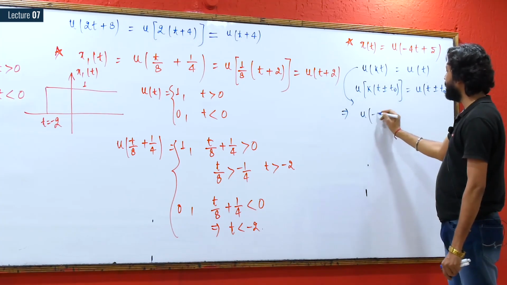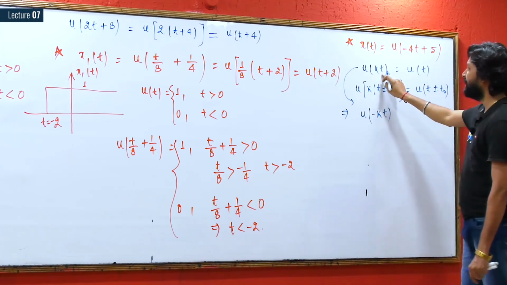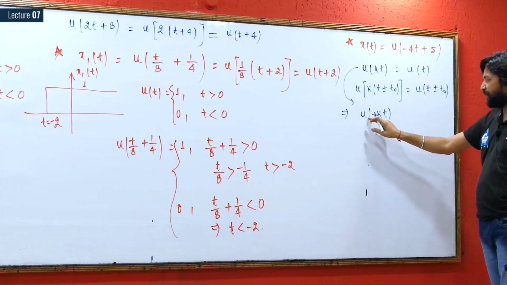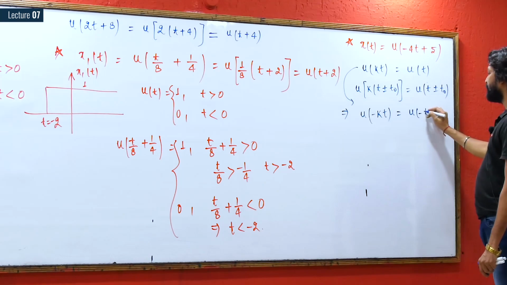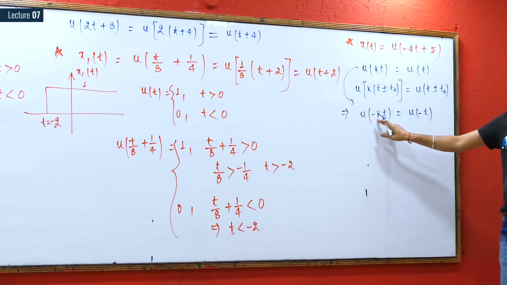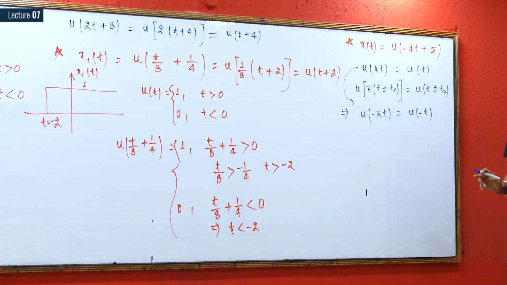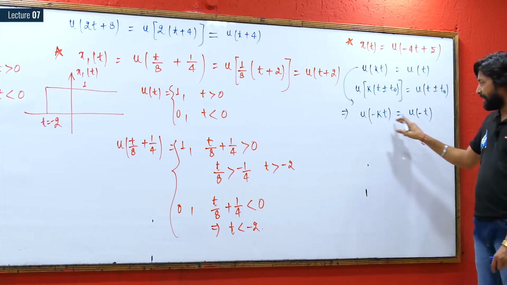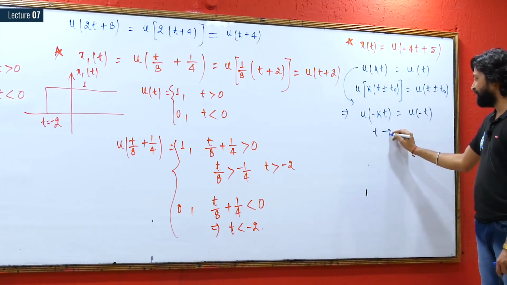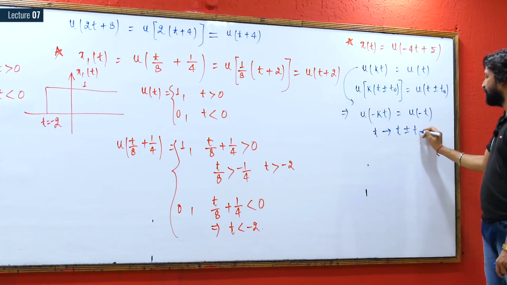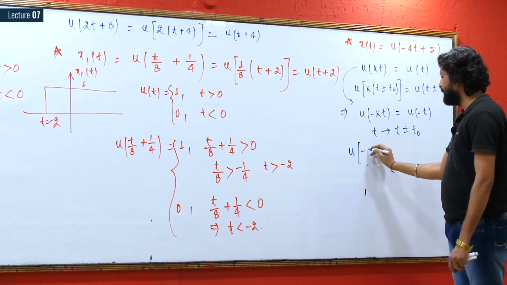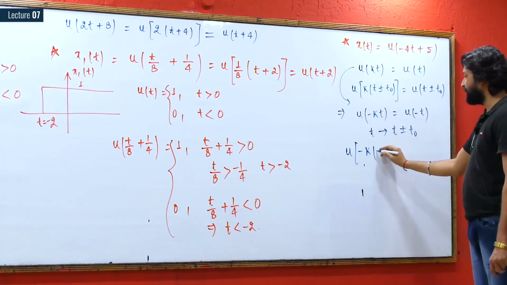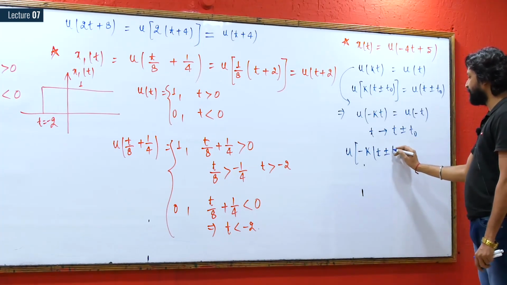u of minus kt. If you replace t in this relation by minus t, then u of minus kt will be u of, you will have to replace this t also by minus t. It means u of minus kt is going to be u of minus t. Now if we replace t by t plus or minus t naught on both sides, then u of minus k into, we just replace this t by t plus or minus t naught.